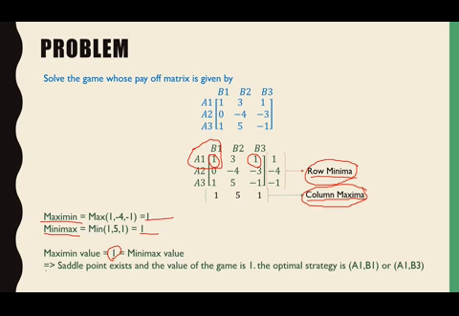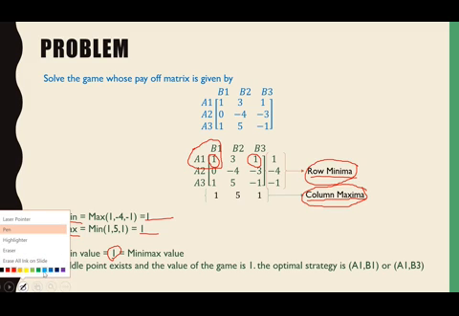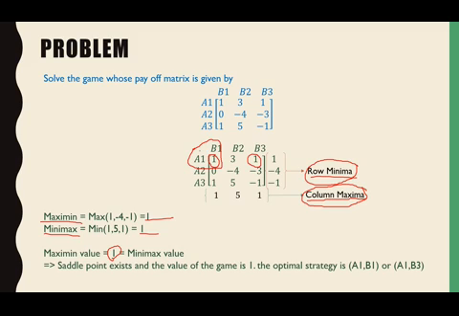Then one more saddle point that I have is A1, B3, which is representing this saddle point. A1, B3 is one optimal strategy, which is giving us saddle point 1, and A1, B1 is one more optimal strategy, which also has a saddle point of 1. So this is how the problem is solved.